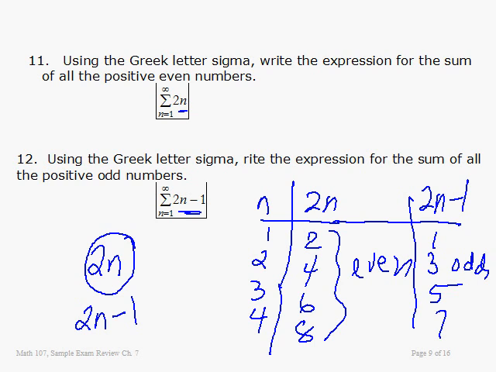I want you to memorize that. You will see it again. You'll see that again quite a bit in mathematics as you go on. And the sum of all of them means you start at 1 and go to infinity. That's all the positive odd numbers and positive even numbers.